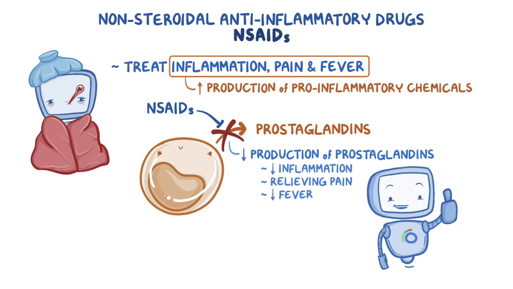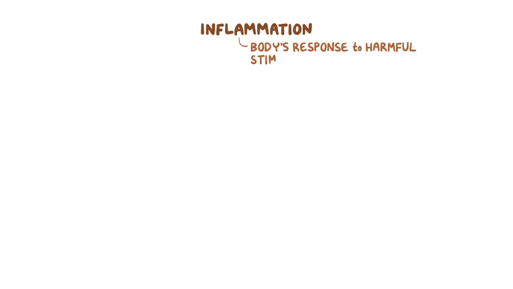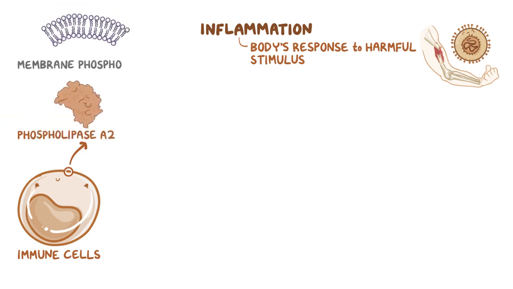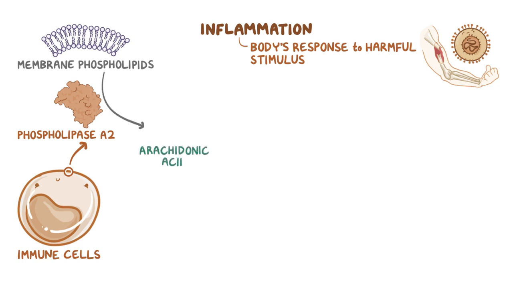In order to understand how NSAIDs work, first we need to talk briefly about inflammation, which is the body's response to a harmful stimulus, such as an infection or injury. So, during inflammation, your immune cells use an enzyme called phospholipase A2 to take membrane phospholipids and make a 20-carbon polyunsaturated fatty acid called arachidonic acid. Arachidonic acid is a substrate for an enzyme called cyclooxygenase, or COX.